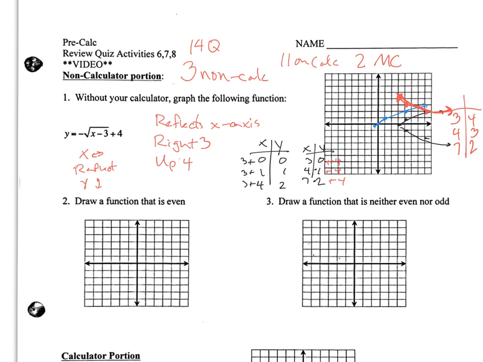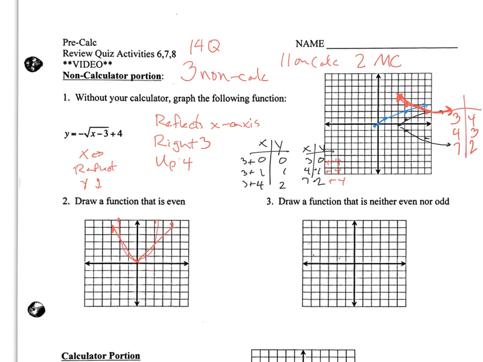Drawing a function that is even, this is your choice. So just make sure that it is symmetric with the y-axis. So you can draw one that you know, like absolute value. You could draw the parabola, or you can make up your own. But just make sure it is perfect symmetry with the y-axis. Don't go crazy.